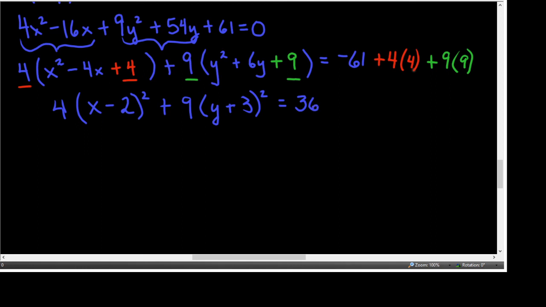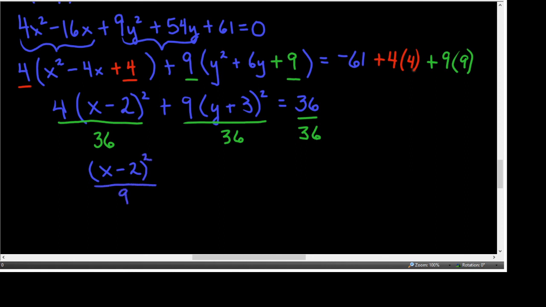Now, the next step is it needs to be fraction plus fraction equals 1. So I'm going to divide both sides of the equation by 36, and simplify the result. 4 does go into 36 evenly, so that cancels nicely to be 9 in the denominator. Notice that that has to be a 1 times the x squared term in the numerator. You can't have a number outside the parentheses left there.